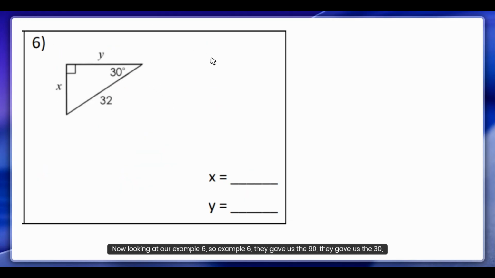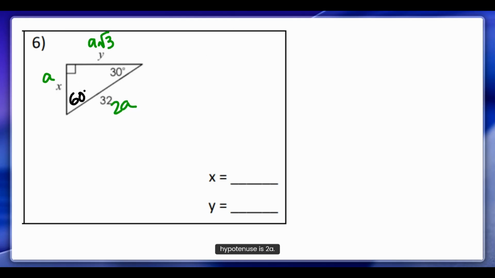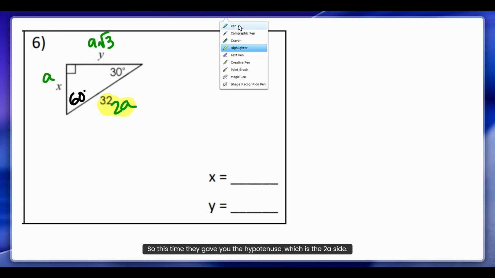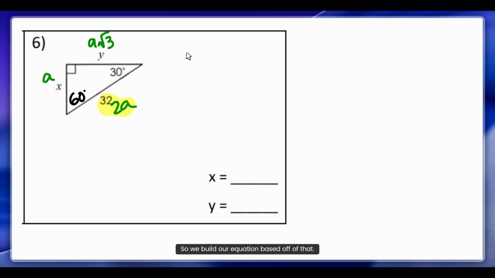Now, looking at our example 6. They gave us the 90, they gave us the 30, right? And we're just doing mental math here. The angle that's missing here to complete the triangle angle sum theorem is 60 degrees. So again, label your triangle. We said across the 30 is a, across the 60 is a square root of 3, and across the 90, the hypotenuse, is 2a. So this time they gave you the hypotenuse, which is the 2a side. So we build our equation based off of that.